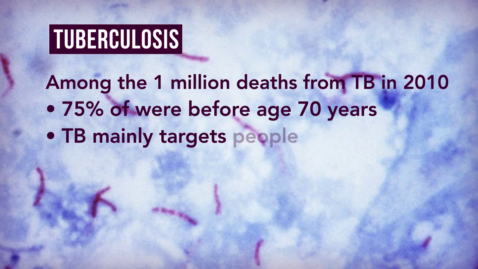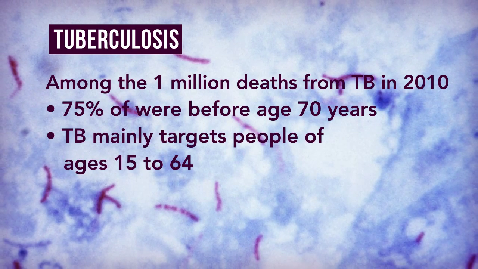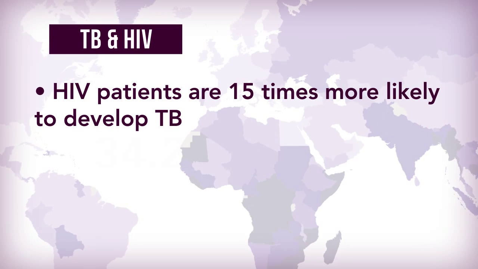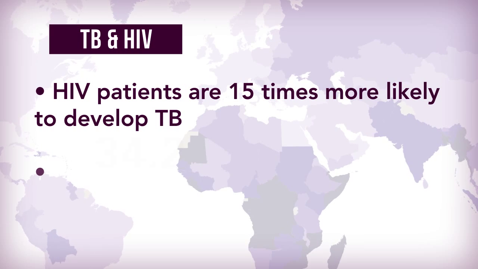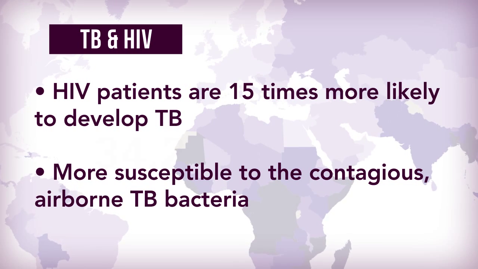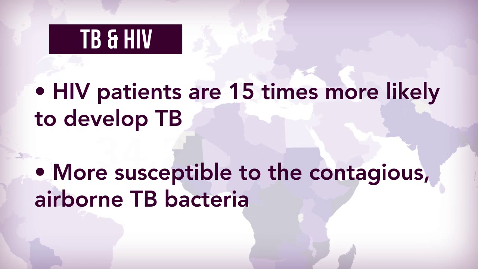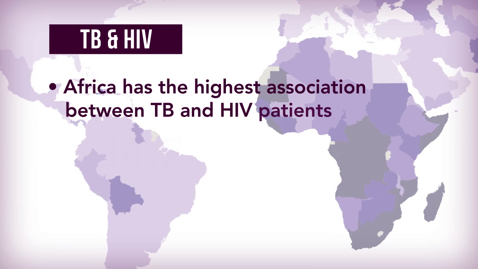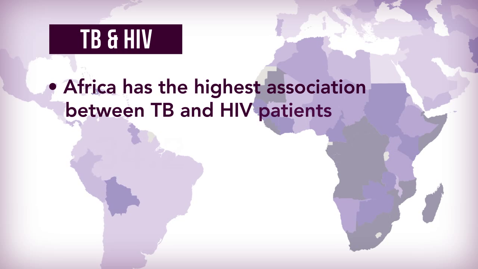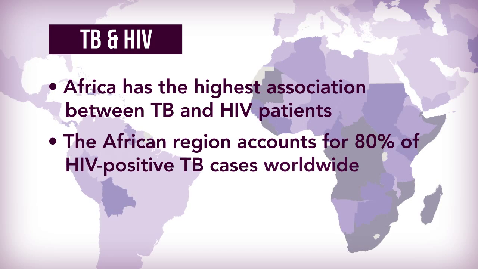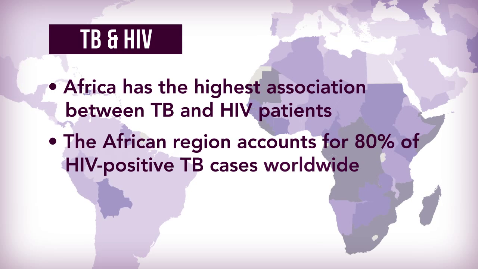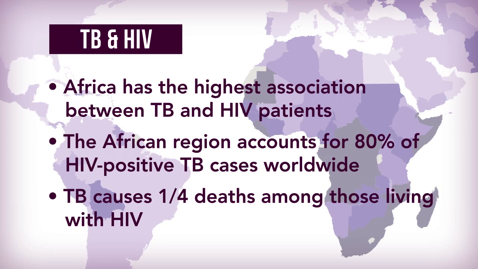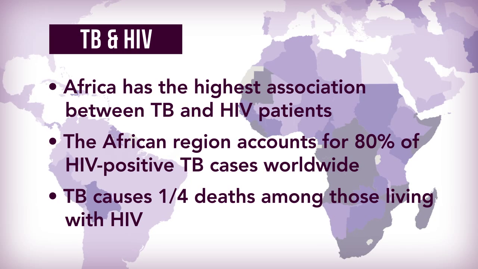In fact, TB mainly targets people aged 15 to 64 years. HIV patients are 15 times more likely to develop TB due to their weakened immune system and are also more susceptible to the contagious airborne TB bacteria. In particular, countries in Africa see the highest association between TB and HIV patients. The Africa region alone accounts for almost 80% of HIV-positive TB cases worldwide. Overall, tuberculosis causes about a quarter of deaths among those living with HIV worldwide.